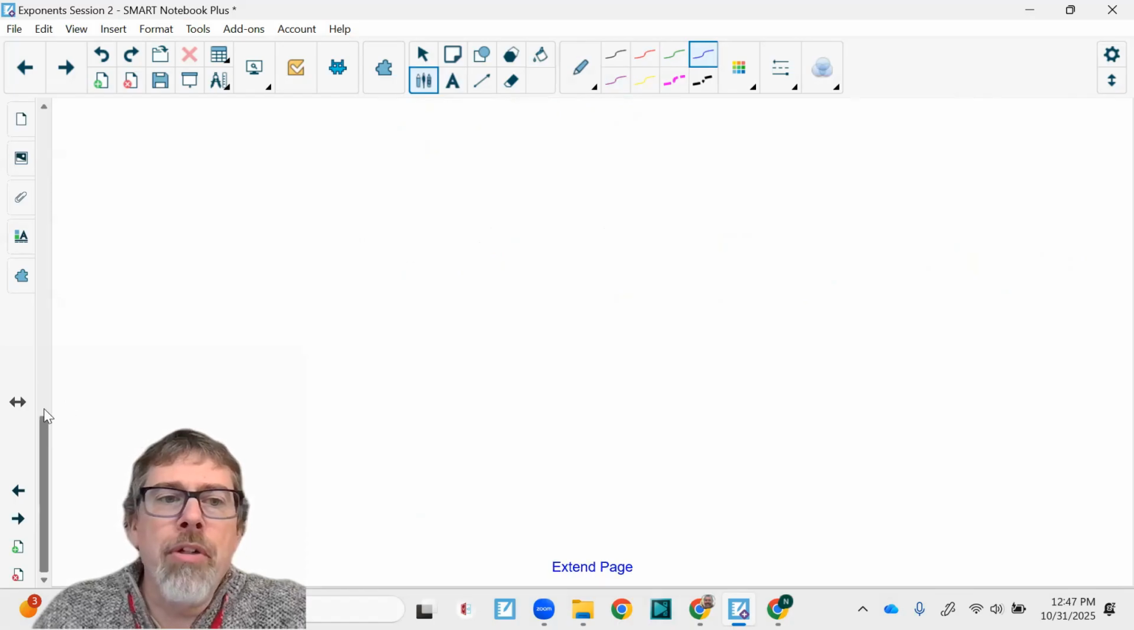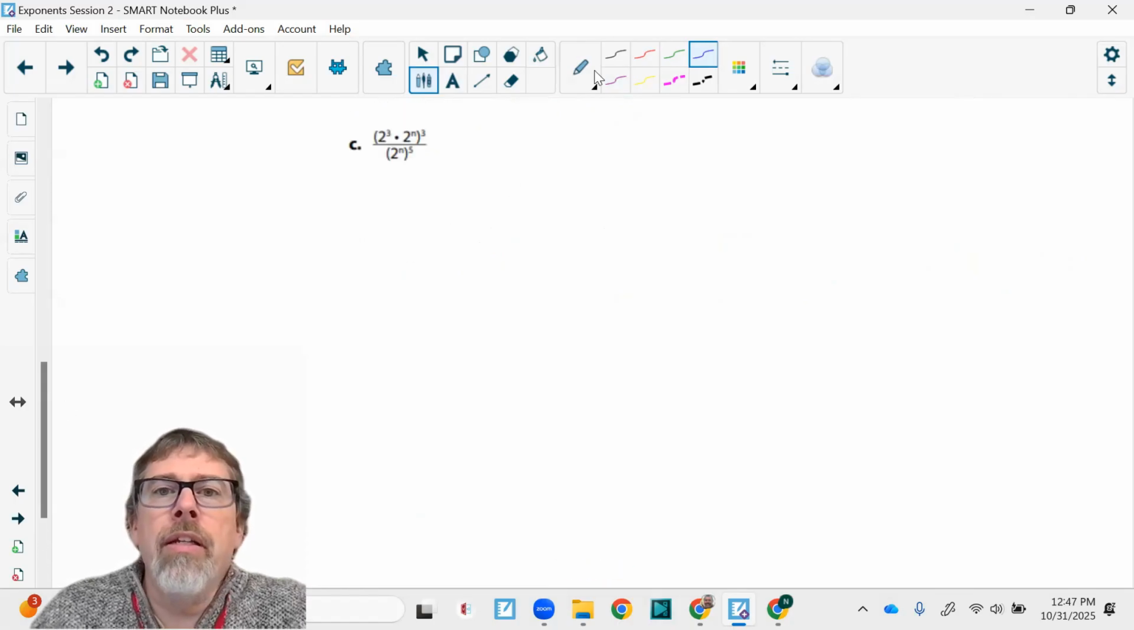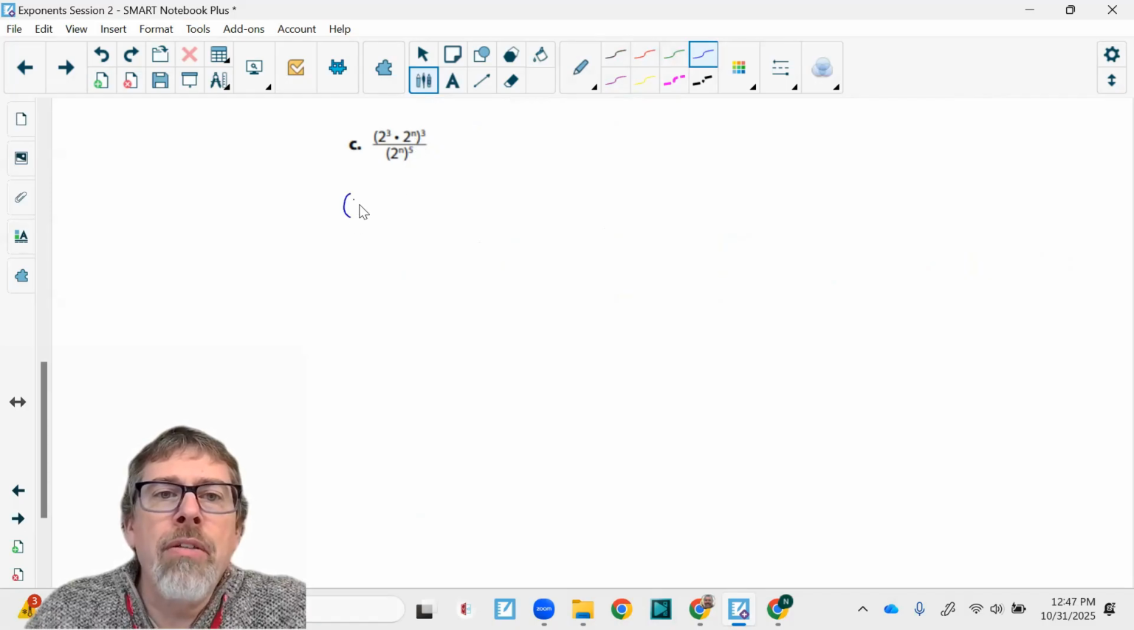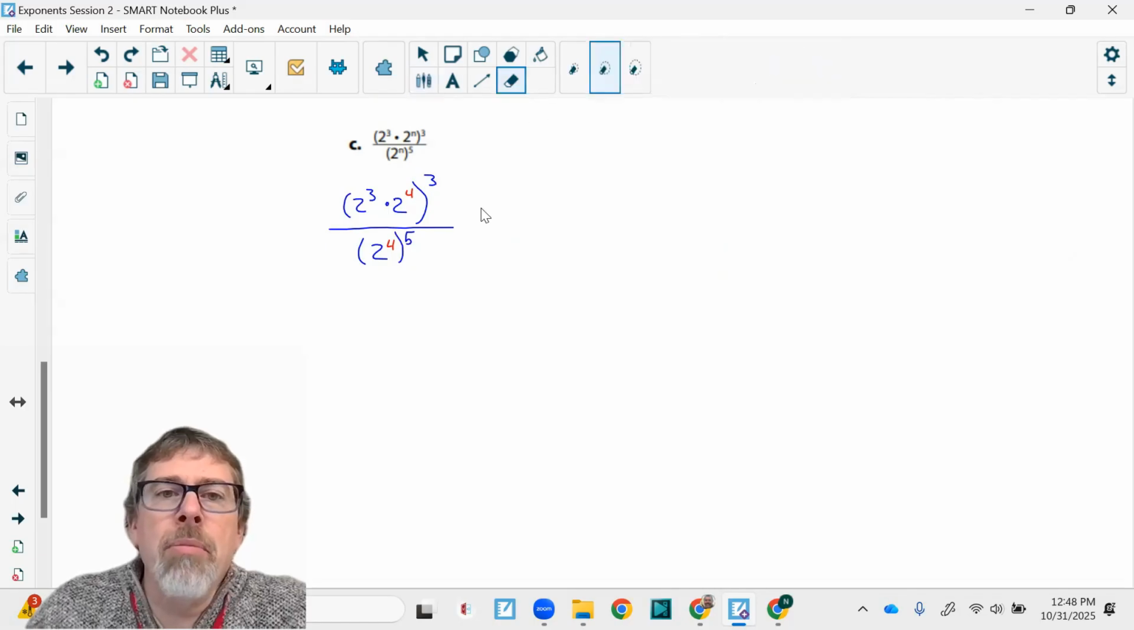Let's move this up a little further and take a look at this one. Okay, so n is 4. So let's first rewrite this with it substituted in. So this is 2 cubed times 2, and the n is right here, so there's a 4 there. Okay, and then that's all to the 3rd power divided by 2 to the n, which is 4, to the power of 5. Okay, so this seems a little bit more daunting, but it's not bad.